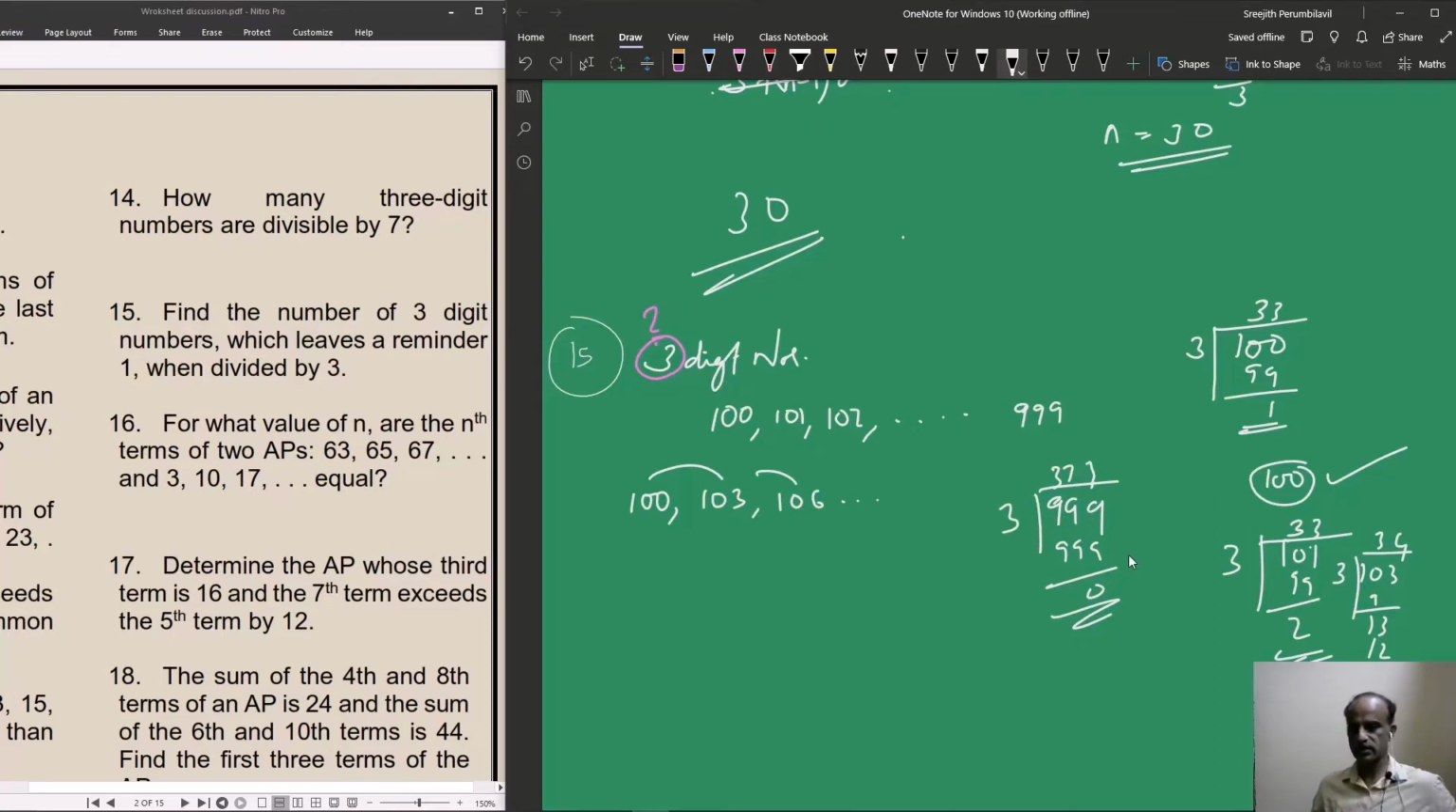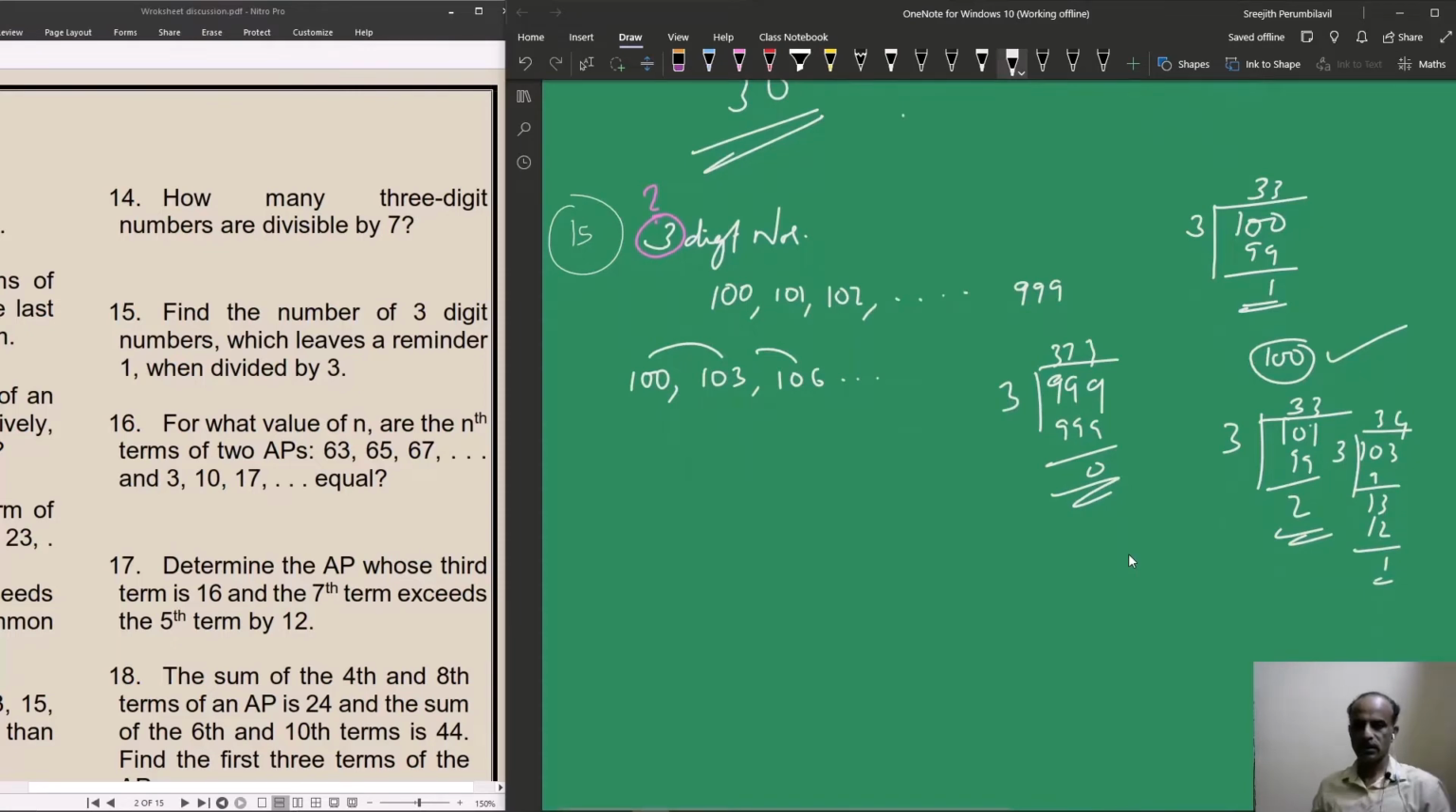Which is the next smallest 3-digit number? I will reduce 3 from this. 999 minus 3, that is 996, right? This is again divisible by 3. So I will put 997. How about that? 3 times 3 is 9, then 33, 99. Balance is 0, 7, 2 times, balance is 6, and balance is 1. Remainder is 1. So that means 997 is such a number.